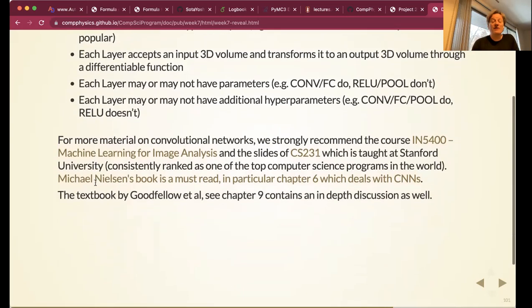There are tons of available lecture notes, and what I normally recommend is chapter 9 in the textbook of Goodfellow, which is a very good textbook. We have lecture notes at the University of Oslo for a course called IN5400, which is machine learning tailored to image analysis. This is a course which is highly recommended if you want to specialize in imaging and using machine learning on imaging.